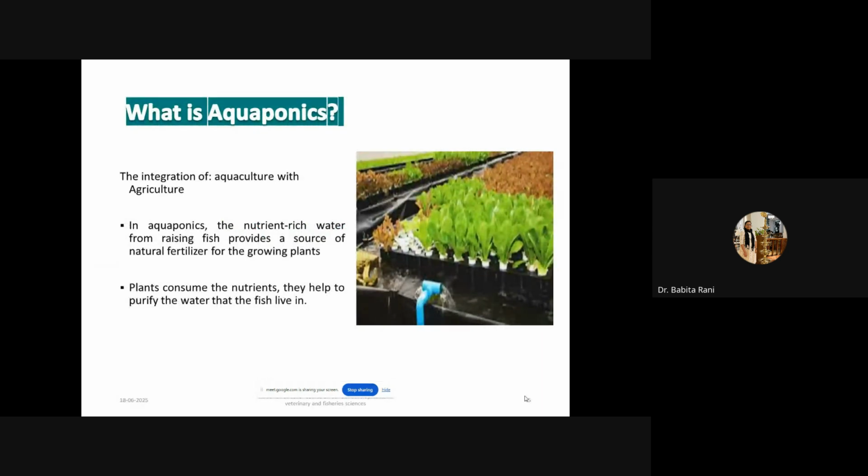So we'll come to aquaponics, the integration of aquaculture with agriculture. In aquaponics, the nutrient-rich water from our aquaculture system, which is nutrient-rich anyway, contains ammonia and nitrate. What the plants need is nitrogen, and phosphorus also comes along with the feed. These two things required for the plants will be provided by the water from the fish. These nutrients will be recycled by the plants for their growth, and the fish will be healthy because we are getting the water cleaned.